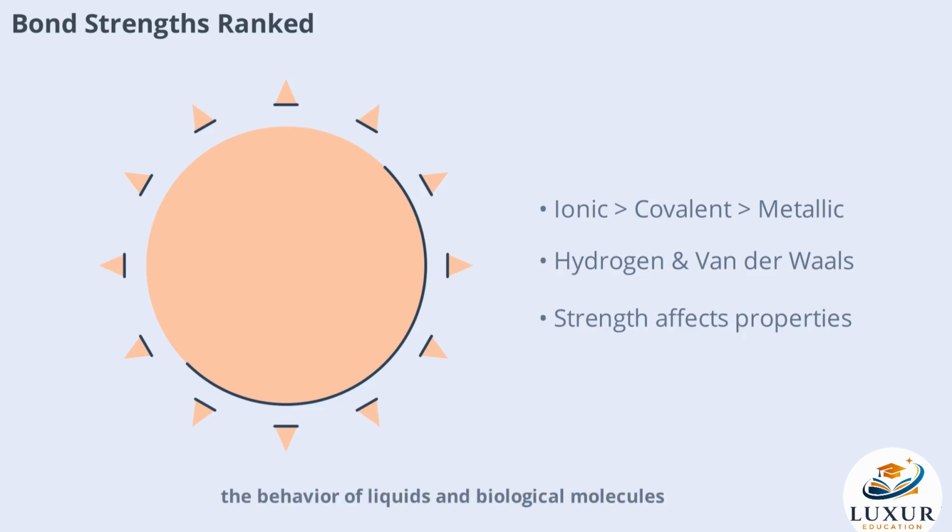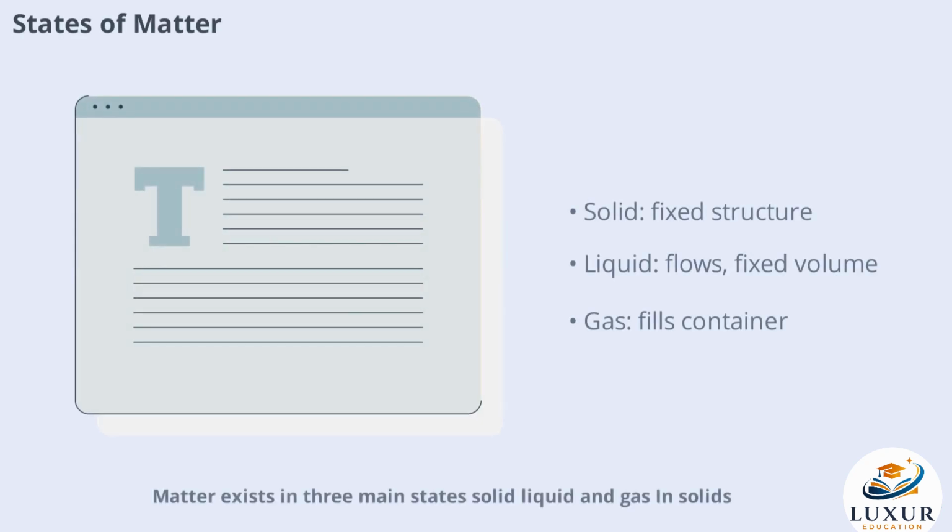Matter exists in three main states: solid, liquid, and gas. In solids, particles are tightly packed and only vibrate in place. In liquids, particles can move around each other but stay close together. In gases, particles move freely and fill any container. The state of a substance depends on temperature and pressure, as well as the strength of the forces holding its particles together.